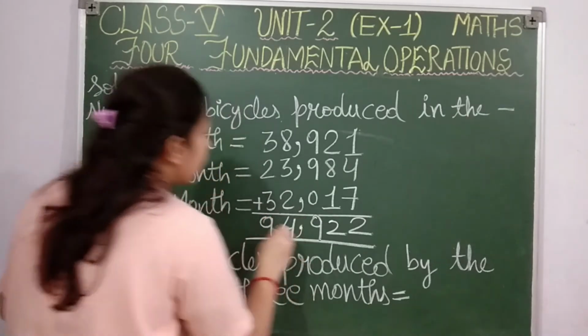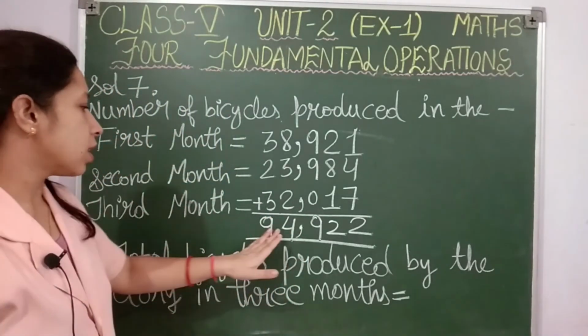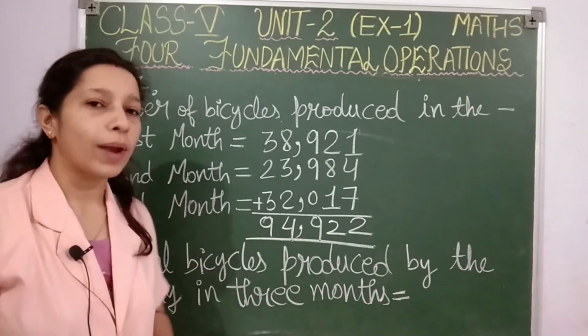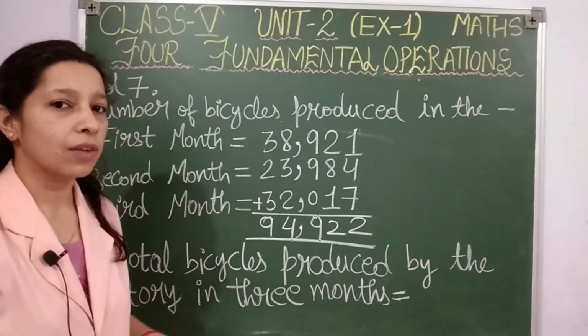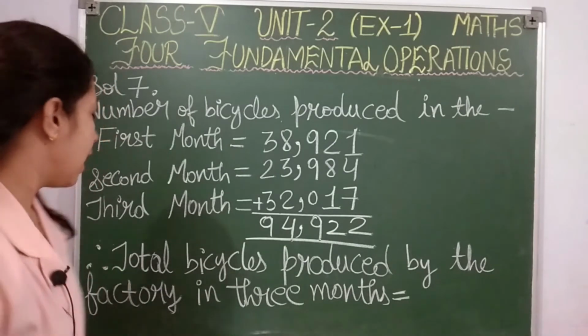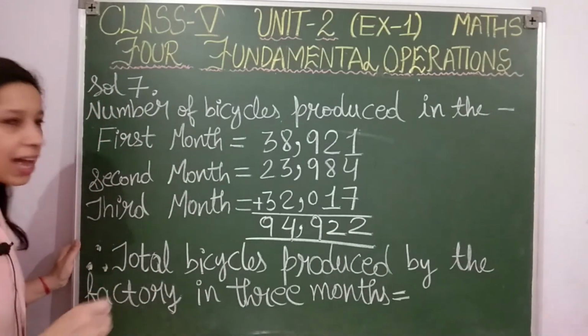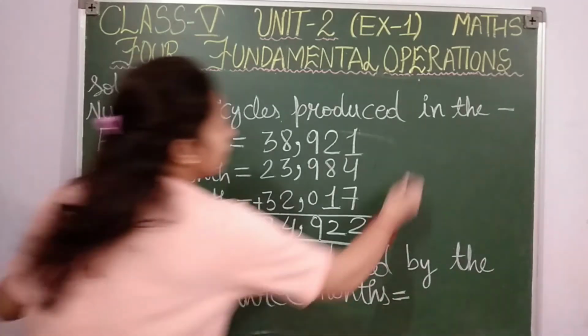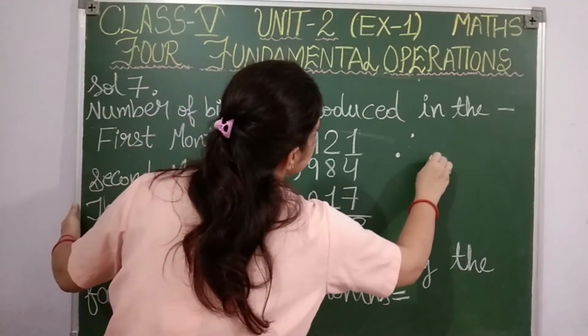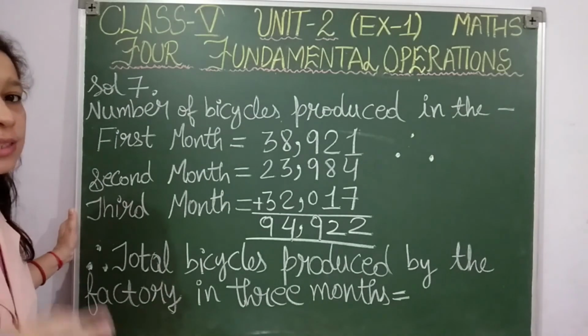So students, the factory has produced 94,922 bicycles in this given 3 months. Okay, last step. What is this, students? What I have written here? 3 dots I have put. This is known as therefore. Okay, this symbol is known as therefore.